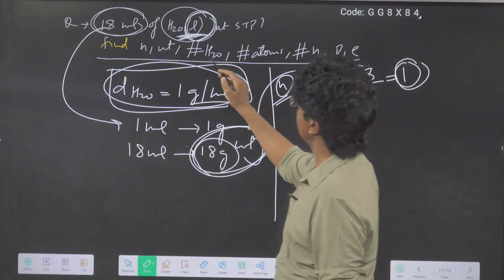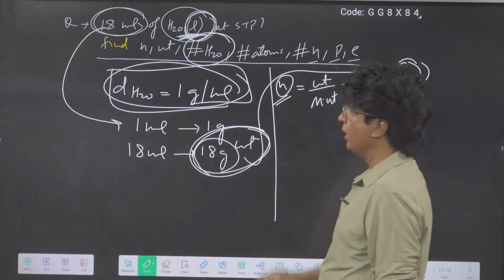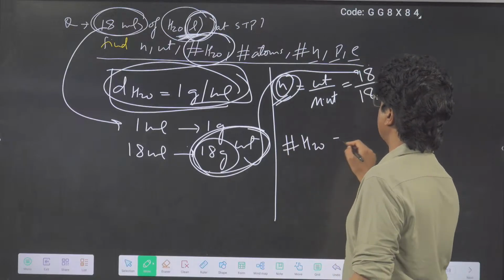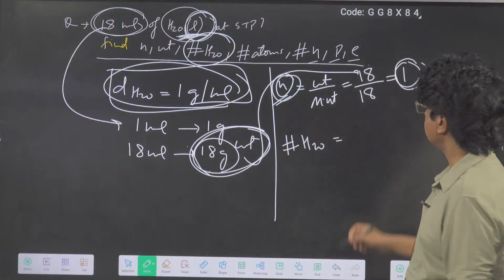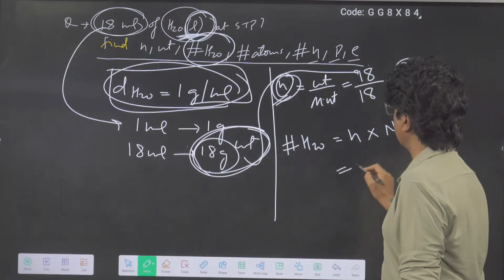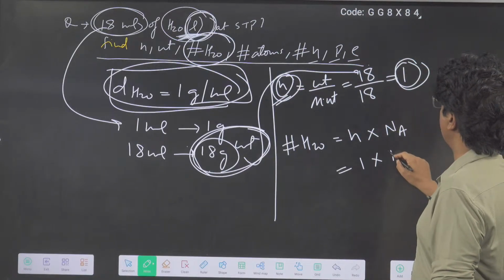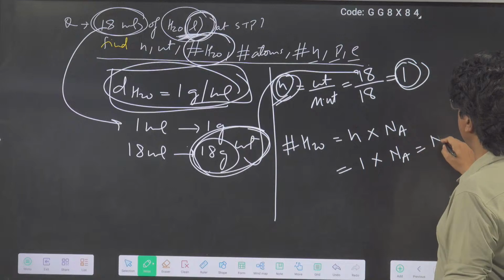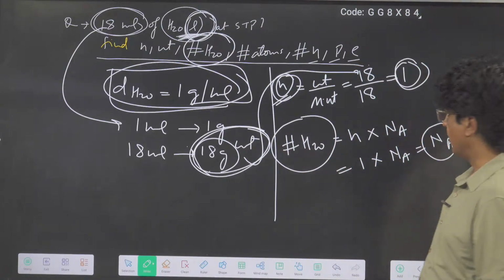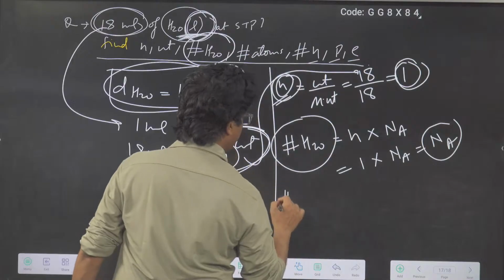Right. Now third one is number of molecules of water. Once you know number of moles, now you can easily find out number of molecules of water. That will be equal to number of moles multiplied by Avogadro's number. Number of moles is 1 and Avogadro number, we'll keep it Na. So the answer will be Na. So number of molecules of water is Na.